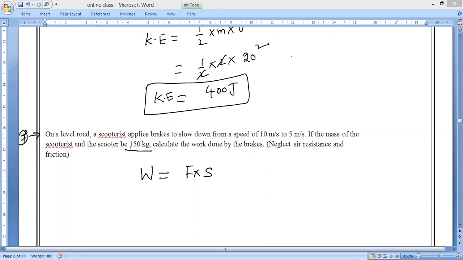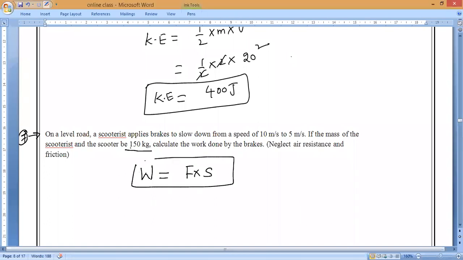Now if you notice it, guys, everybody, the mass of the scooter plus the scooterist, both the mass is how much? So this is what we know, which is equal to M into A into S. So let me imagine this is the equation. So this is the work done.